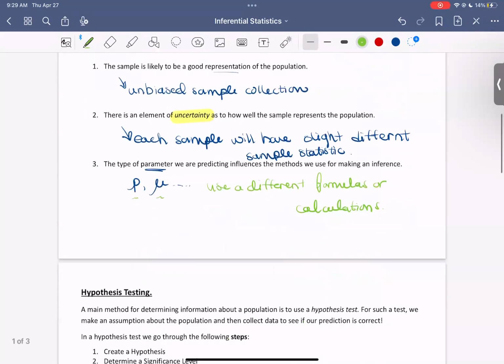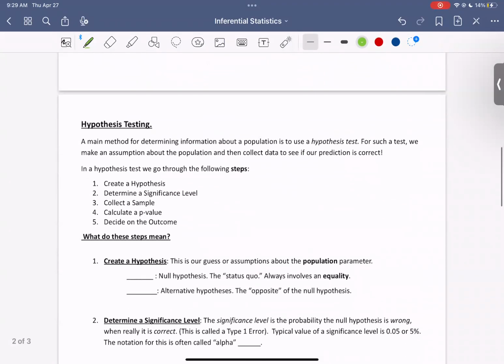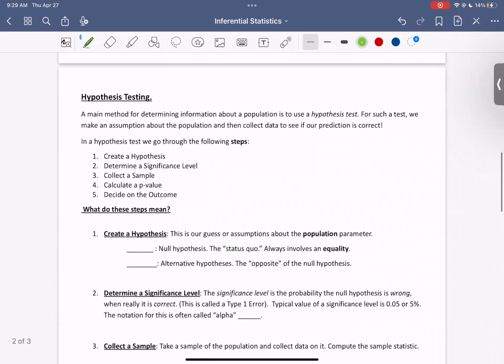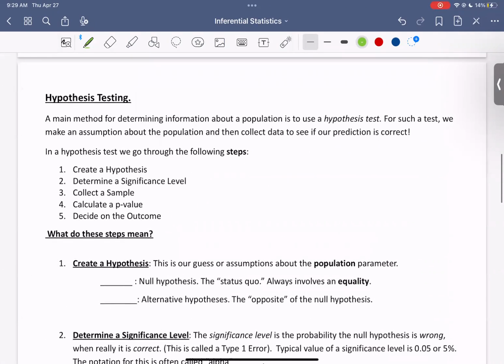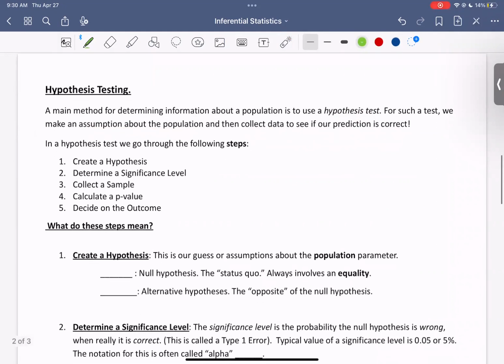All right, so now let's get into hypothesis testing. A main method for determining information about a population, this whole business of inferential statistics, is to use a hypothesis test. For such a test, we make an assumption about the population and then collect data to see if our prediction is correct. So that's the main story about hypothesis tests. We create a hypothesis, a prediction, then we go out and collect data and see, is our prediction correct?